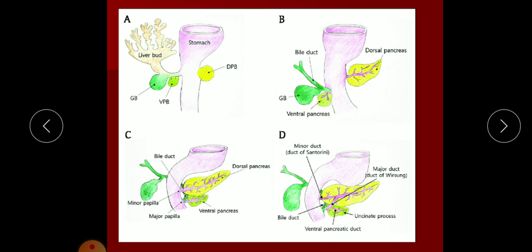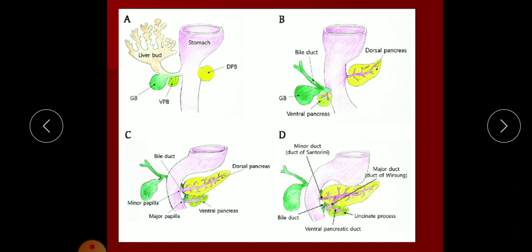Now what happens is, with the differential growth of the wall of the duodenum, this ventral pancreatic bud will again rotate or pass down and will reach just below the dorsal pancreatic bud. So look at that. Once there is a differential growth on the wall of the duodenum, this ventral pancreatic bud will come and lie just below the dorsal pancreatic bud. Then this dorsal and ventral pancreatic bud will undergo fusion to form your pancreas.